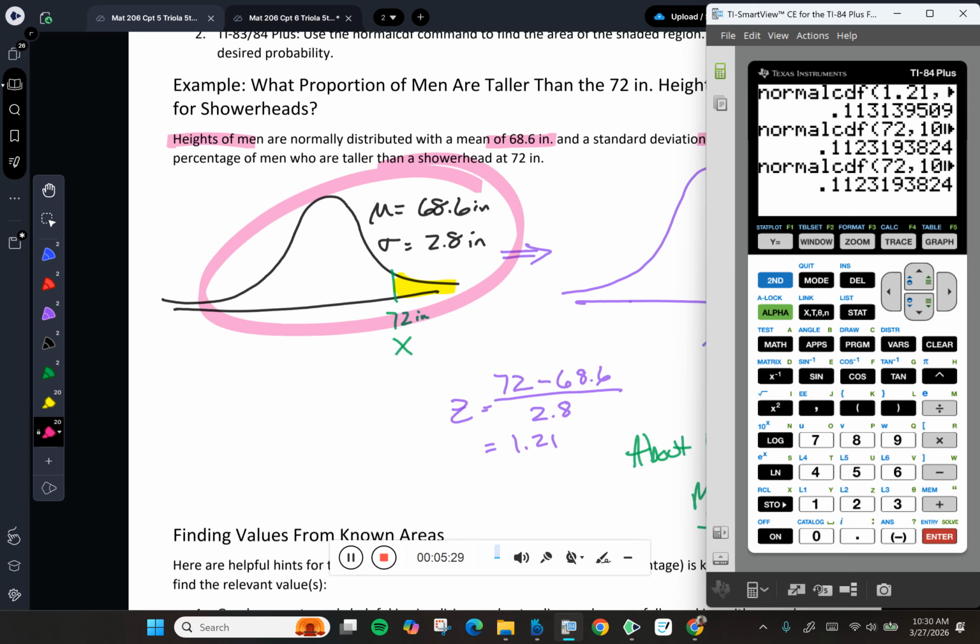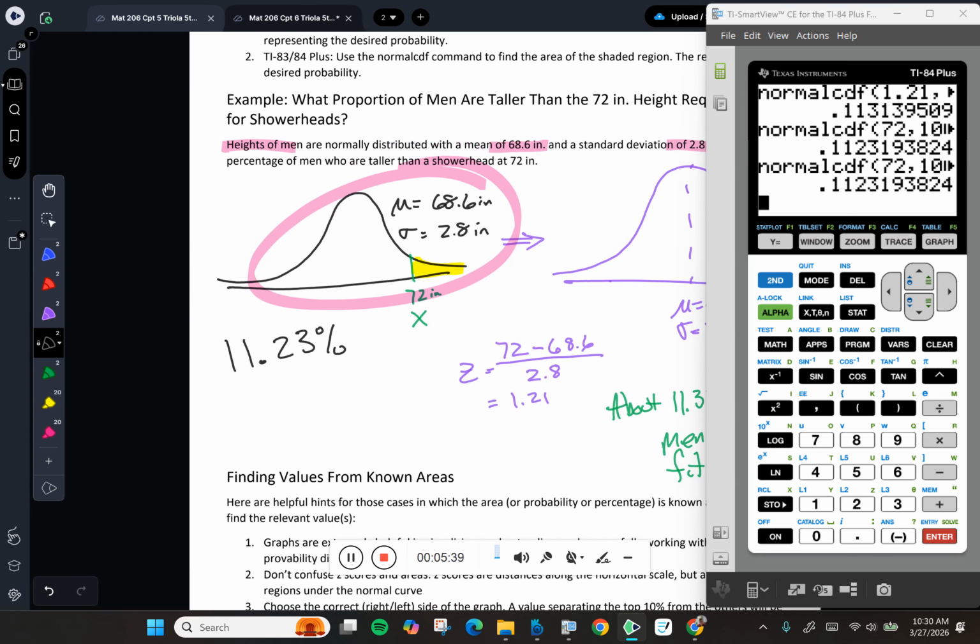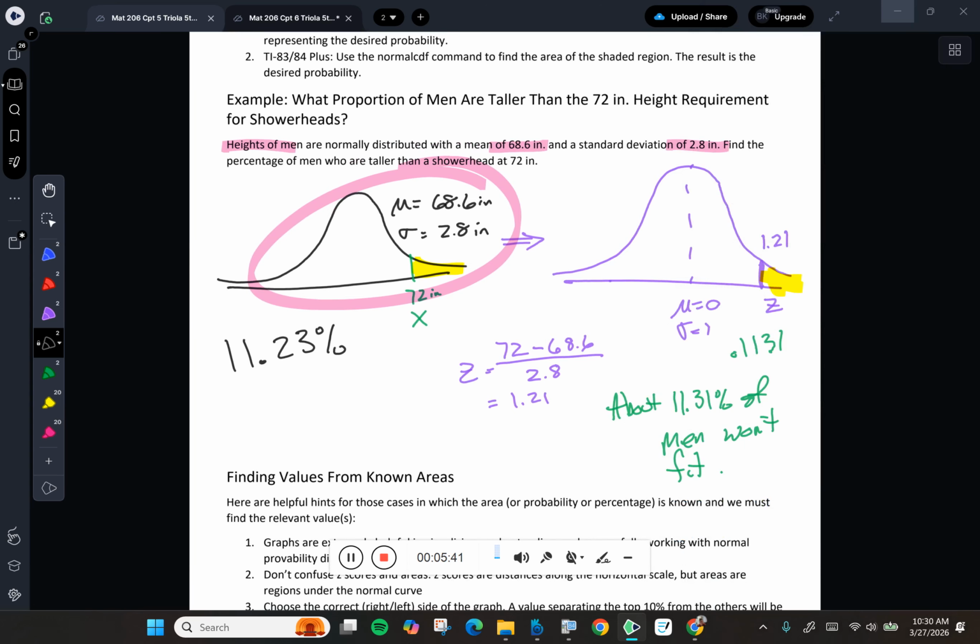So over here, this is telling me it's 11.23%. Over there, I had 11.31%. Those numbers are different. Why? Well, the answer is right here. When I got that 1.21, I rounded. And when I rounded, it made my answer a little wrong.